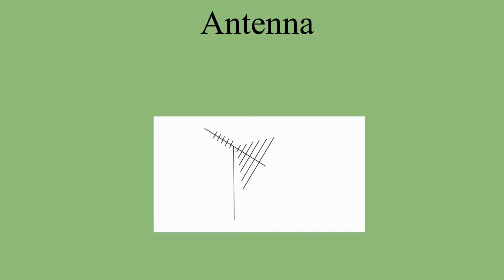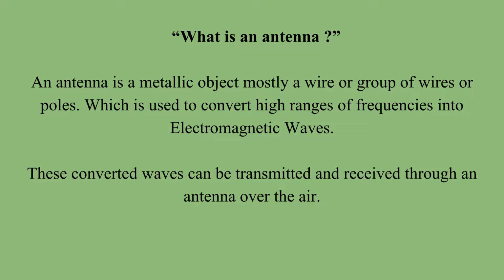So today we are gonna learn about antennas. So what is an antenna? An antenna is a metallic object, mostly a wire or group of wires, or we can say poles, which is used to convert high range frequencies into electromagnetic waves. These converted waves can be transmitted and received through an antenna over the air.